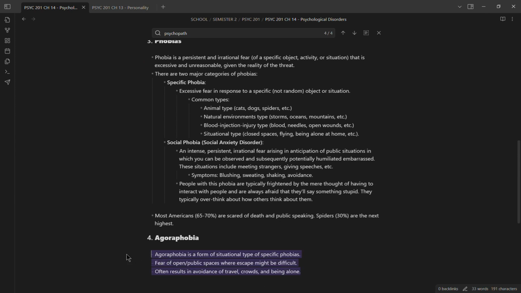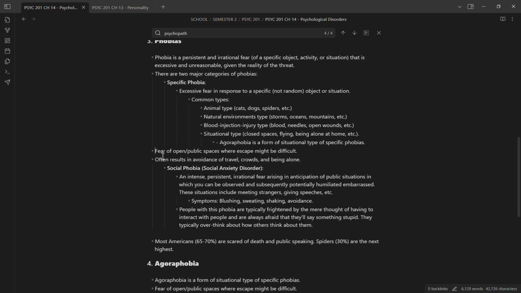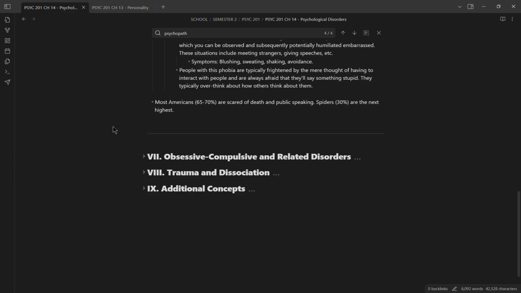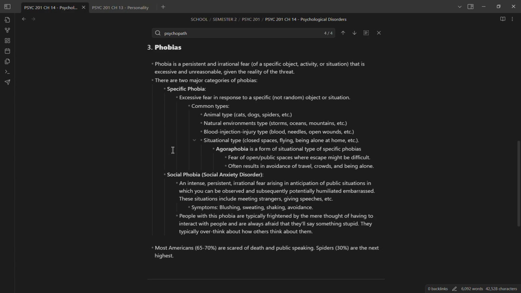of public spaces where escape might be difficult, often resulting in avoidance of travel, crowds, being alone. We are just going to do this here. Add this in. Sweet. Let's cook. Sorry, I removed agoraphobia from being its own little section and just moved it under the situational types since we are talking about that already.